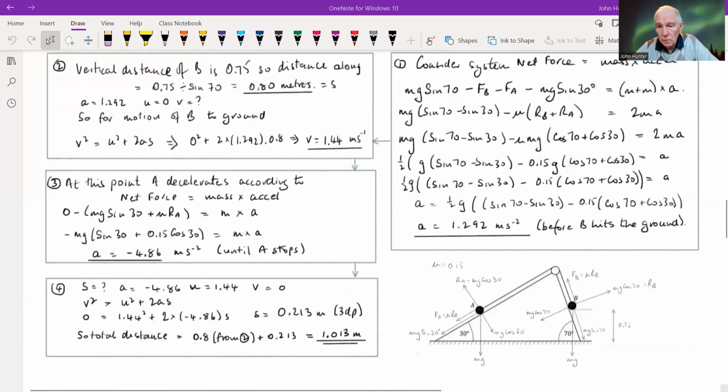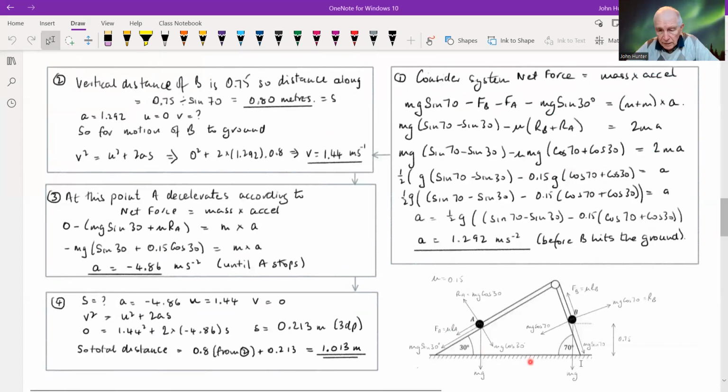Right, so let's have a look. So we're going to move on here. I've brought that diagram down here just as a reminder as to what we're doing. I think you should be able to see the main components in there. So the first thing we're going to do is consider the whole system. That's both particles, and we're going to look at the net force, and that's going to be equal to the mass times the acceleration, according to Newton's second law of motion.